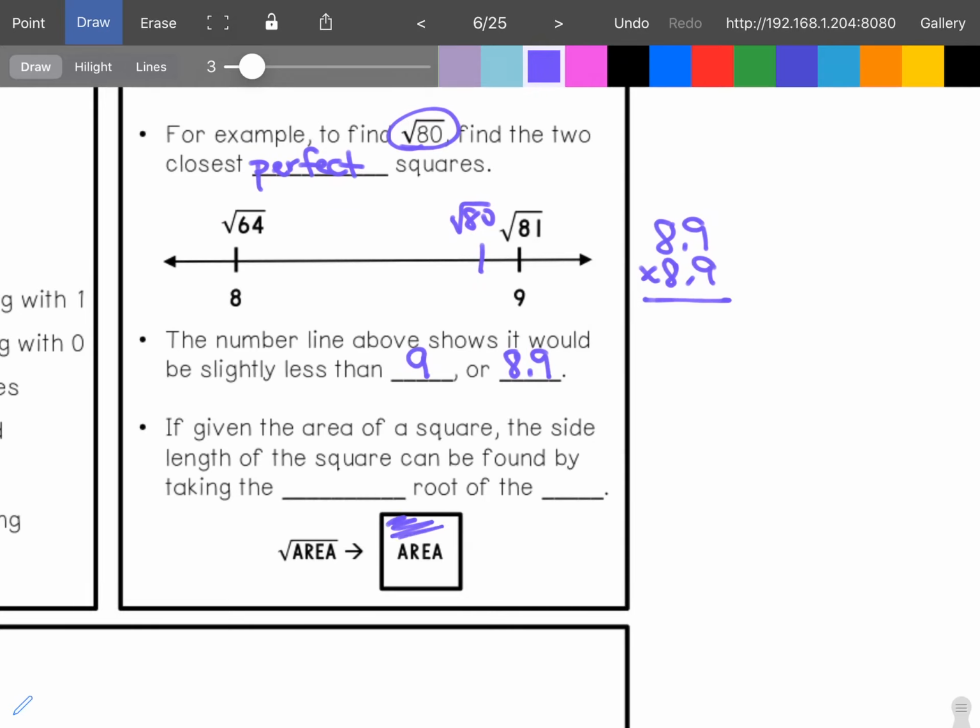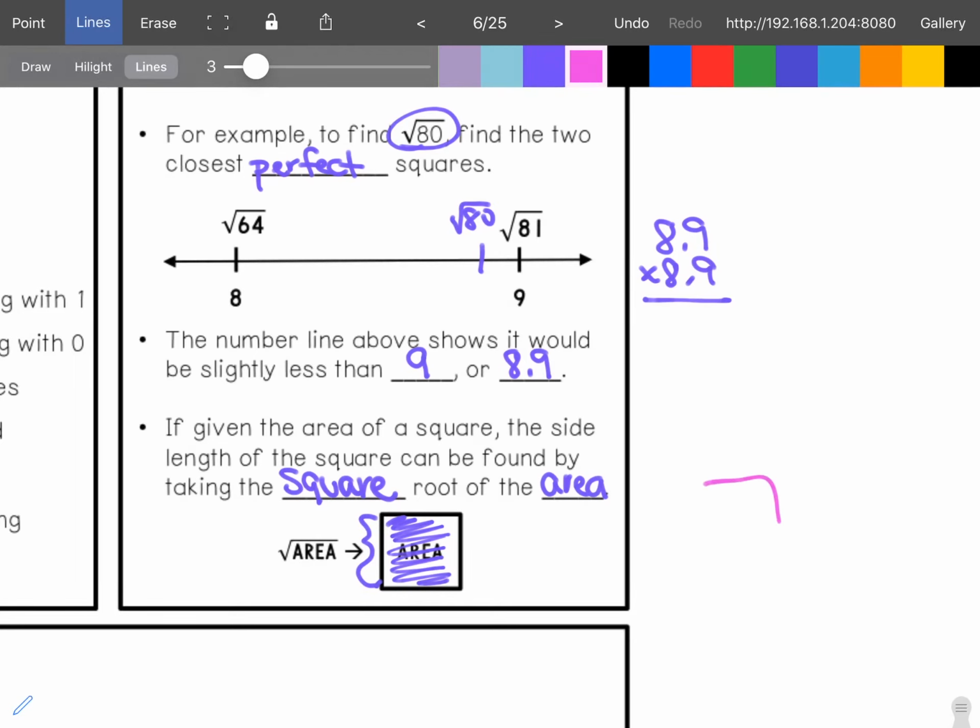All right, if we're given the area of a square, meaning the whole area, all of this, the side length of the square, meaning if we just needed to know what the length of one of the sides would be, we can find that by taking the square root of the area.